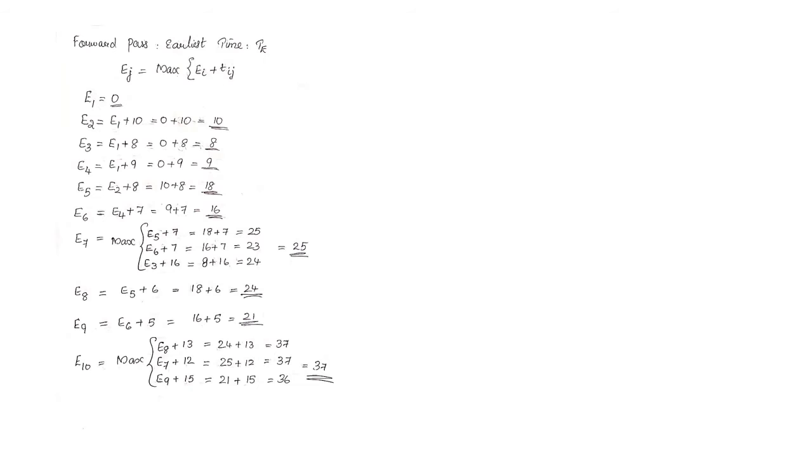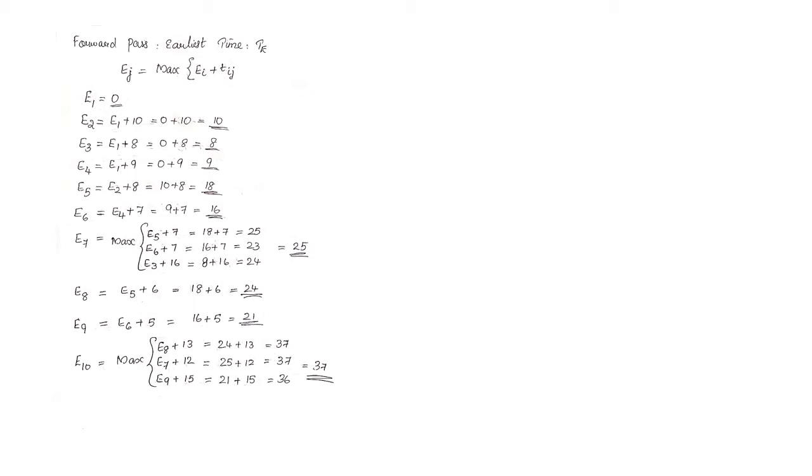Okay, after that what we did was calculate the earliest time. You know the formula for calculating the earliest time: EJ is equal to the maximum of EI plus the time duration. We have 10 nodes, E1 to E10. The starting node E1 is always 0. Then E2 we calculated, E3, E4, E5, E6 we got the values.